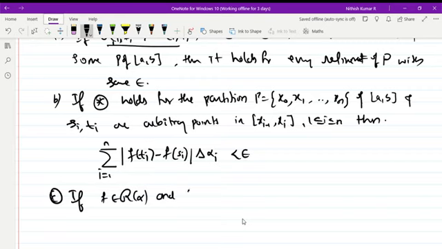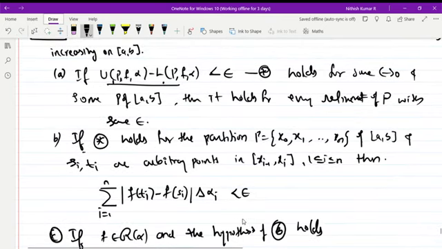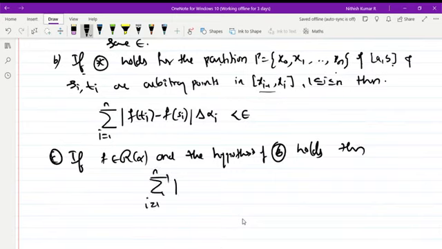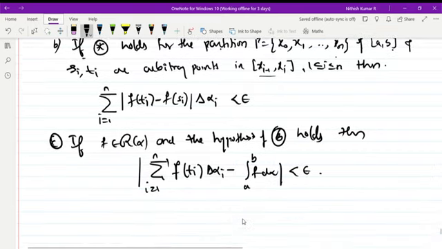and the hypothesis of B holds, that means star, that is, U(P, f, alpha) minus L(P, f, alpha) is less than epsilon for partition P equal to x0, x1, up to xn of the closed interval a comma b, and ti are arbitrary points in the closed interval xi minus 1 comma xi, then modulus of summation i equal to 1 to n f of ti delta alpha i minus integral a to b f d alpha is less than epsilon. So let's prove one by one.